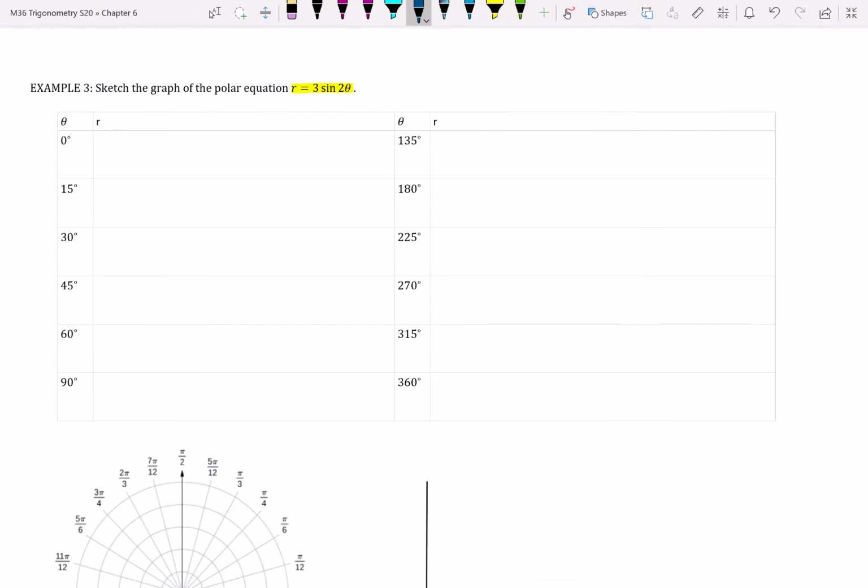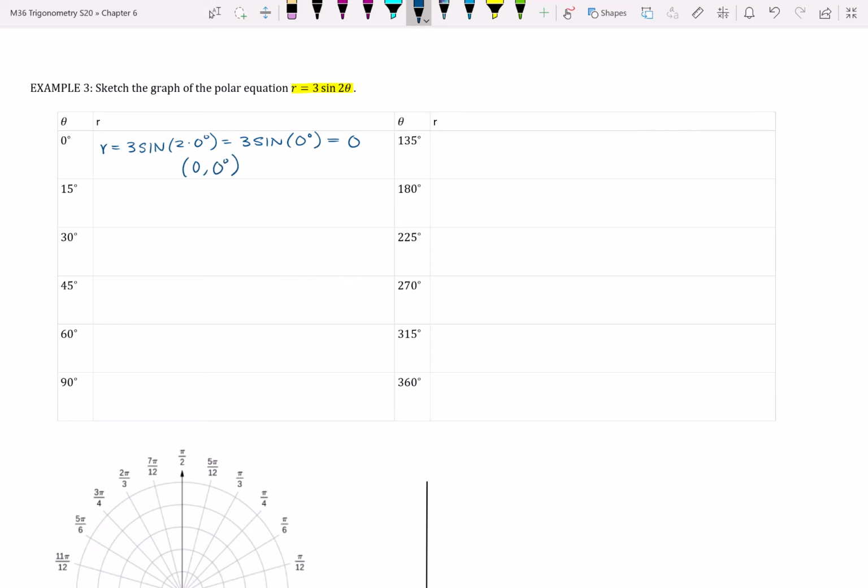All right, so let's plug in these values of theta. We get r is equal to 3 sine of 2 times 0 degrees. That's just 3 times sine of 0 degrees, which gives us 0. The first one, and I have them flipped, would be 0, 0 degrees. So this point here is going to be 0, 0 degrees.